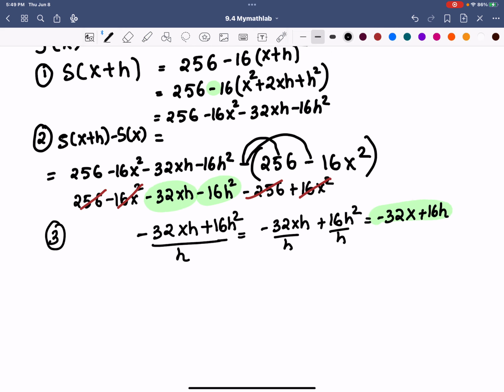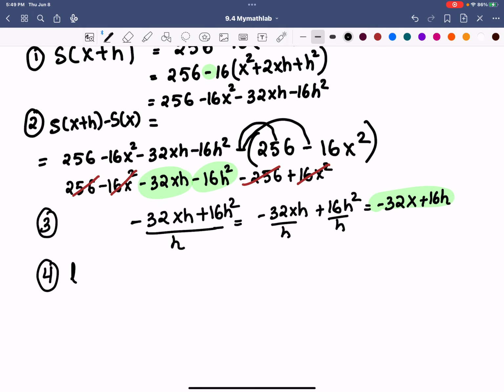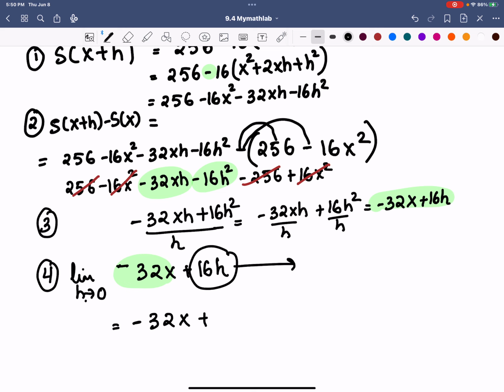What's my step 4? Remember, step 4 is to just plug in your limits. So I'm going to plug in my limit, h goes to 0, to this one. So limit h goes to 0, negative 32x plus 16h. And again, as you can see, 32x does not have an h in there, so the limit doesn't matter. This is simply negative 32x plus, let me write this down, limit h goes to 0, 16h. When h goes to 0, the h value is going to be 0. So 16 times 0 is 0.